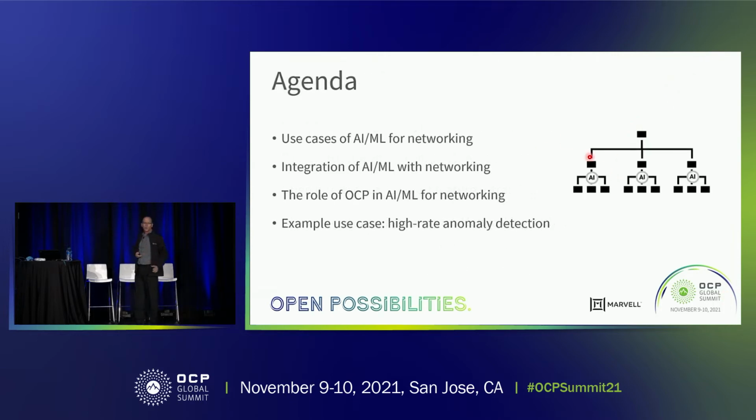So a few words about what I'm going to talk about today. First, I'll list a few use cases of what machine learning can do for the network, and then discuss some integration options of the AI into the network and what the network can provide the AI, and then about the role of the OCP in the SAI working groups, in the SONiC working groups. And last, I will show a real-life use case, a demo of how we can detect anomalies in high-speed networks.